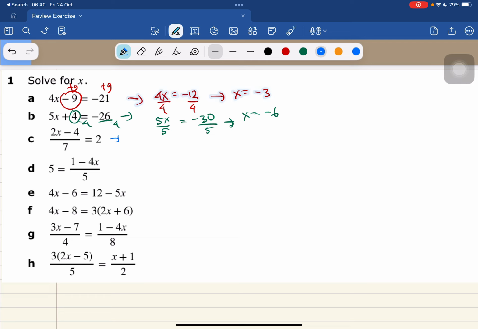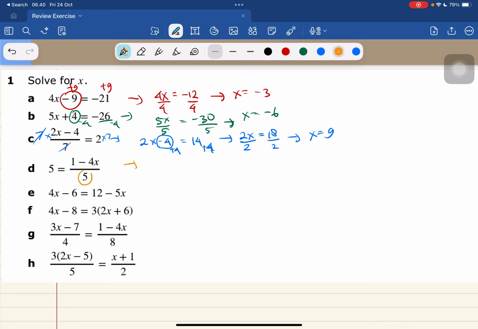Okay, we've got a division by 7 here, so to undo it we need to multiply by 7 and do the same thing to the right side. So it will be 2x minus 4, because 7 divided by 7 is 1, equal to 2 times 7, which is 14. We've got minus 4 here, so we need to add 4 and do the same thing to the right side. It's going to be 2x equal to 18. This is 2x, so let us make it only 1x. We divide by 2 and do the same thing to the right side, so x equals 9.